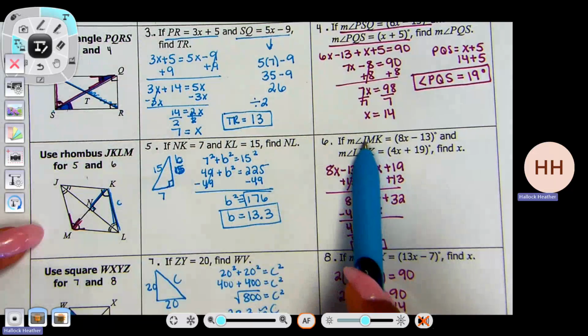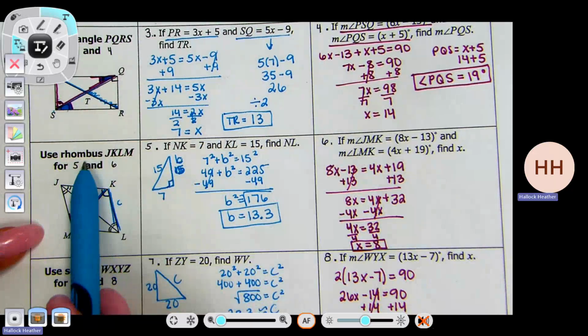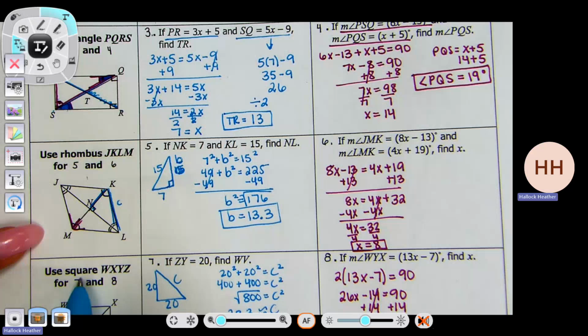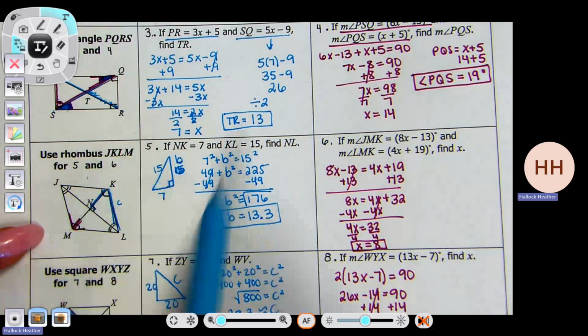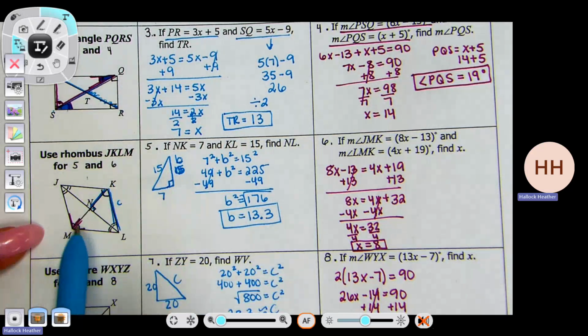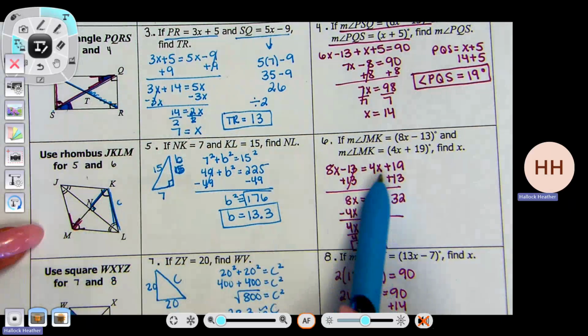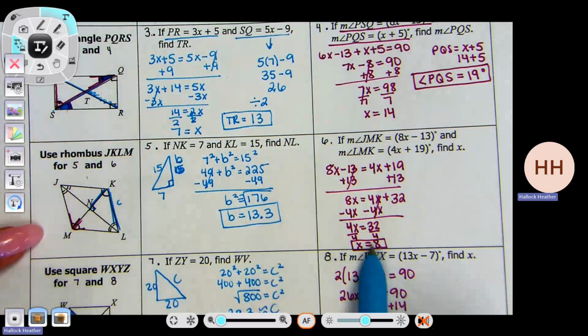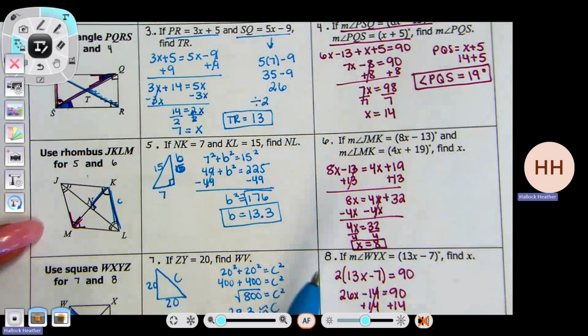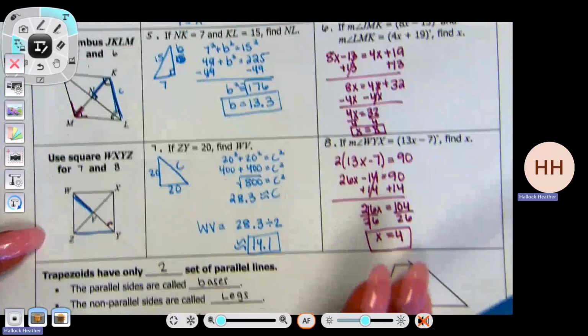Then we're talking about angles for rhombuses and squares. They create angle bisectors. So it's giving me the two angles that are directly next to each other. And what I know about them is the diagonal is splitting it in half. So these angles are equal to each other. So when you set them equal to each other, you get 8 as your answer.